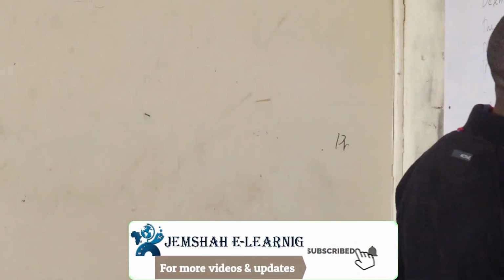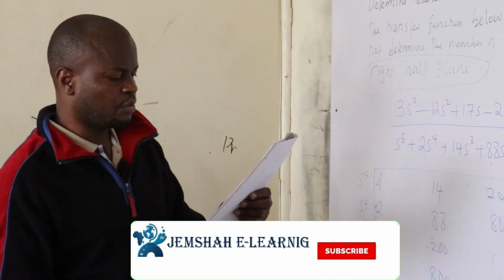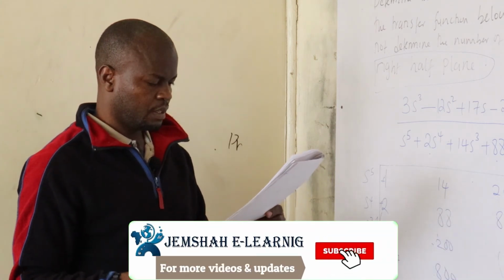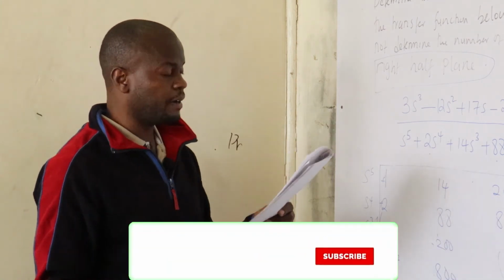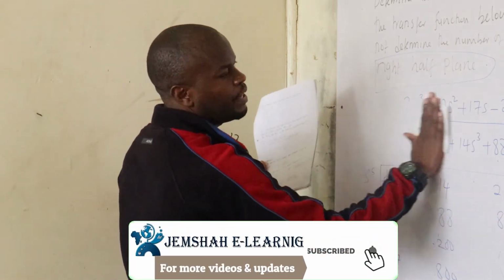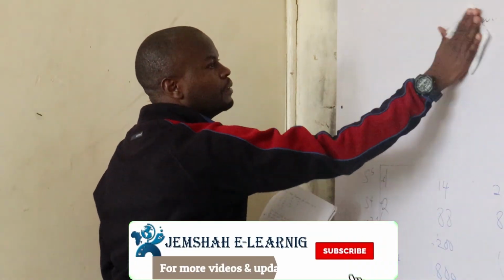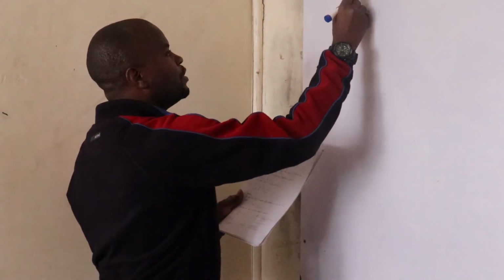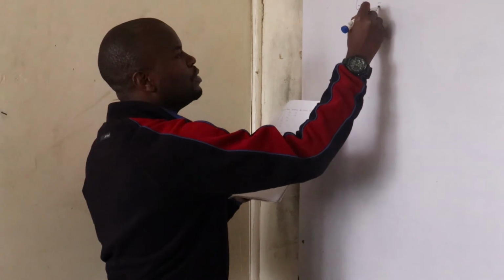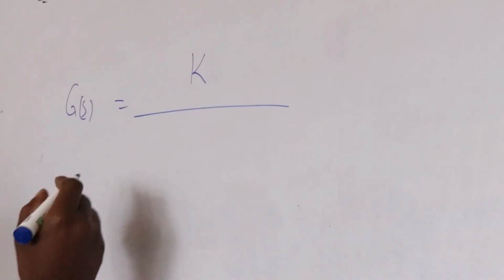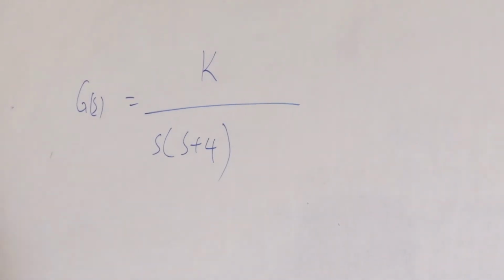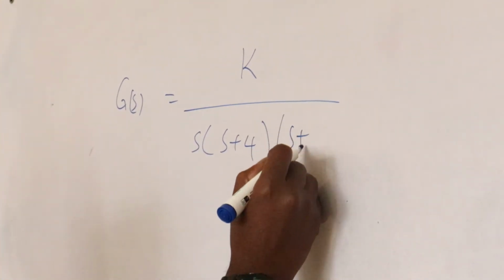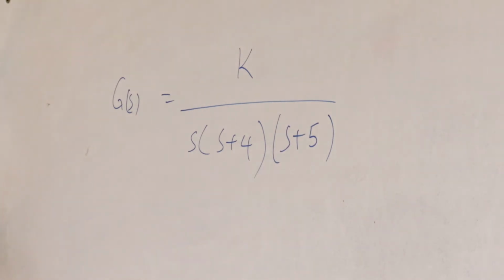The open loop transfer function of a negative unity feedback system is given by the equation G(s) = K over S into (S plus 4) into (S plus 5).